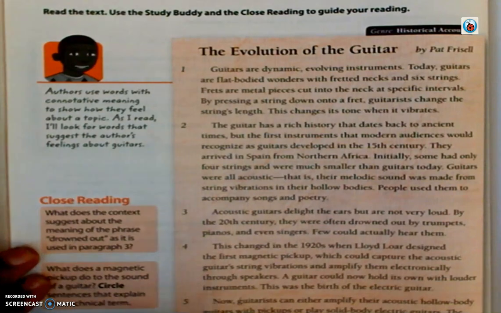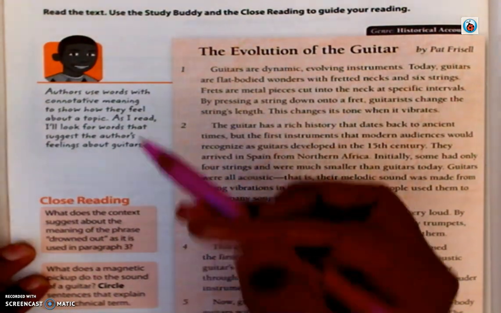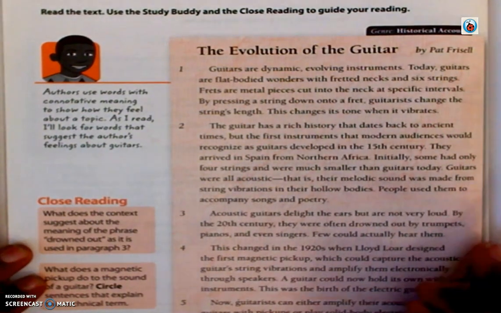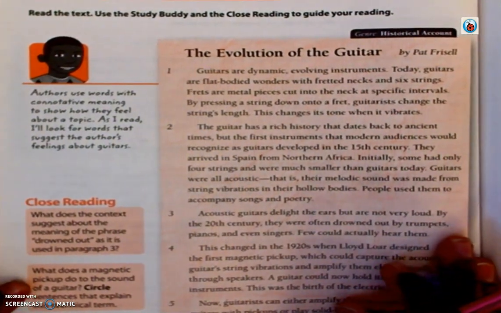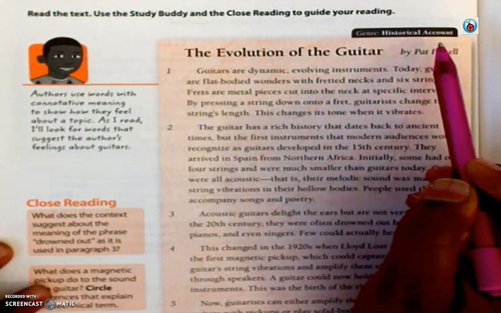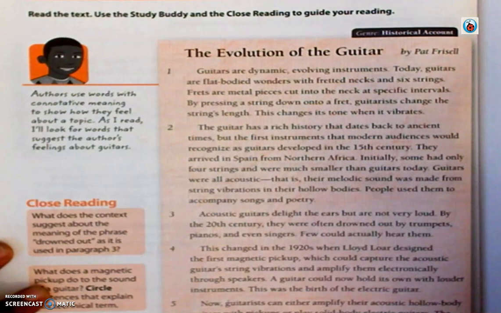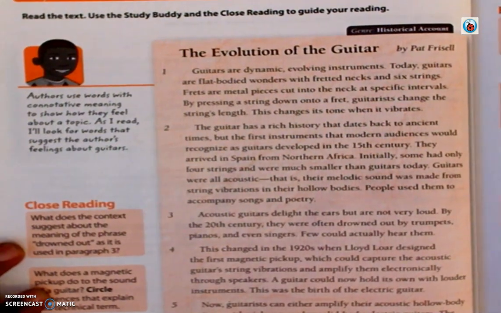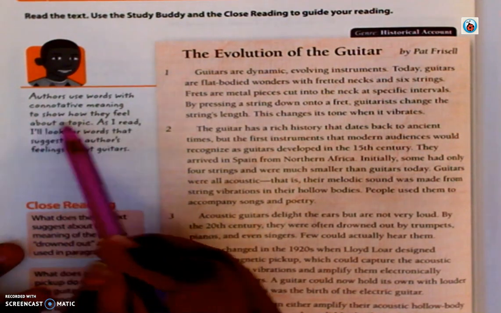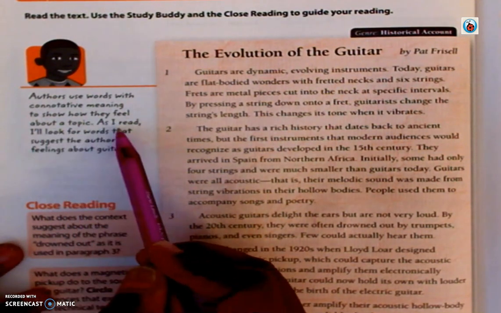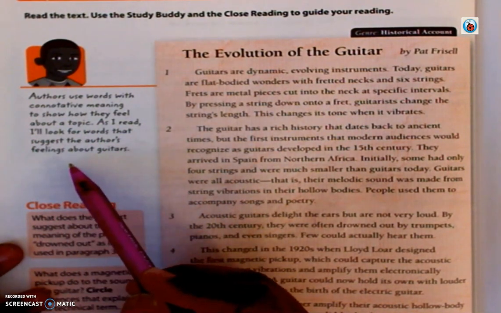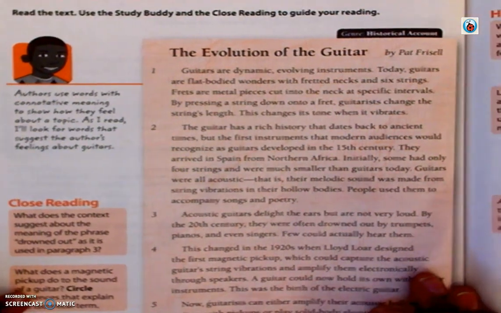So let's begin. They're asking us to read the text here, use the study buddy, our friend here, and the close reading to guide what we're doing. So this is called The Evolution of the Guitar. The genre is historical fiction. And our study buddy is telling us that authors use words with connotative meaning to show how they feel about a topic. As I read, I'll look for words that suggest the author's feelings about guitars.